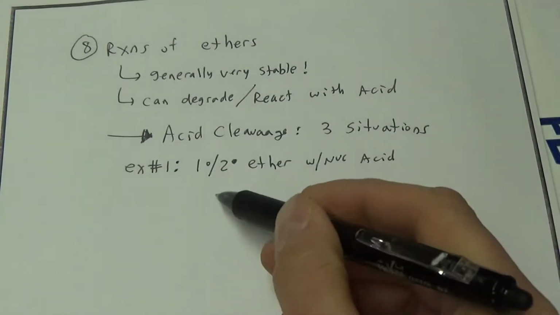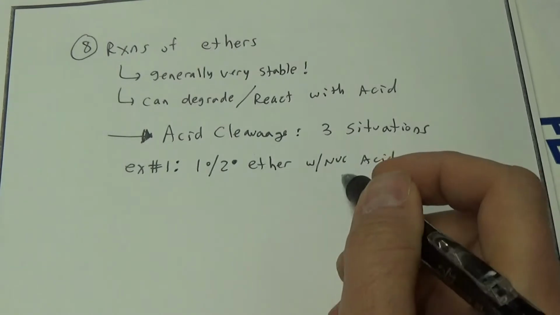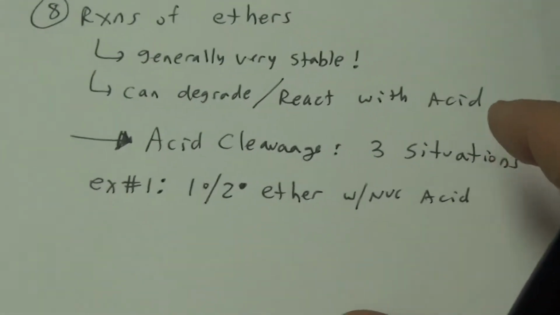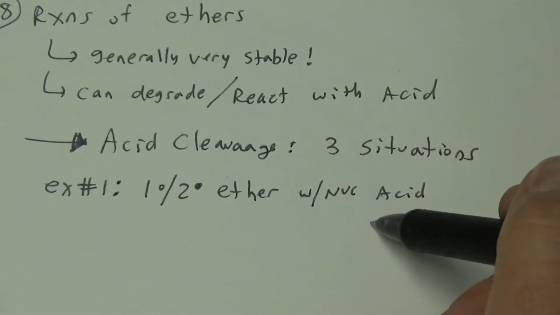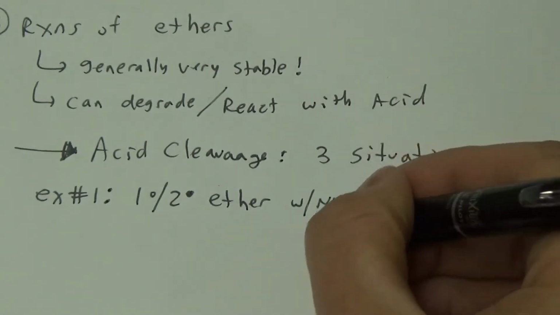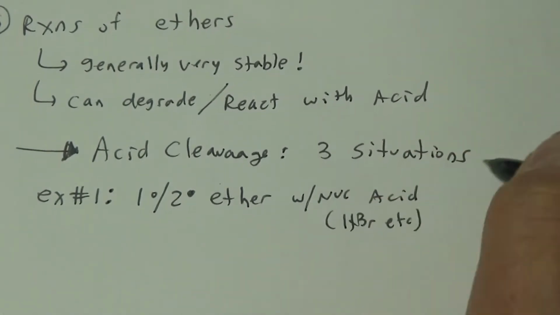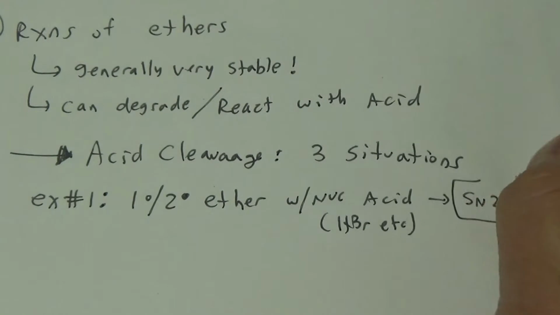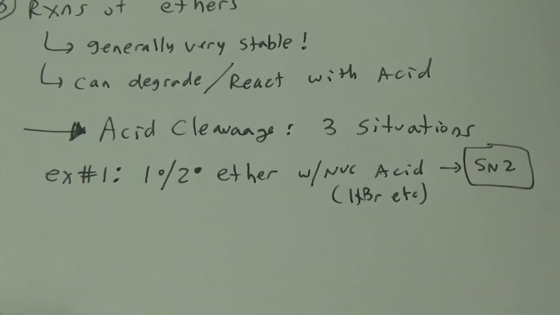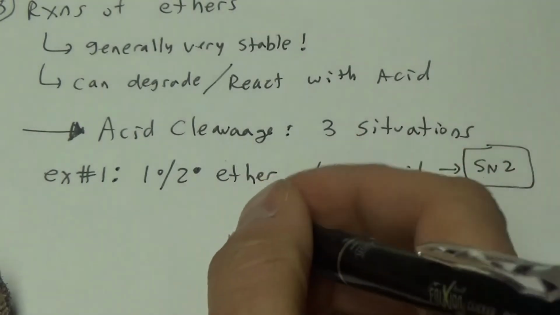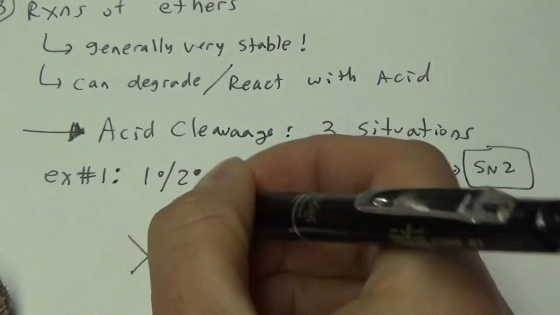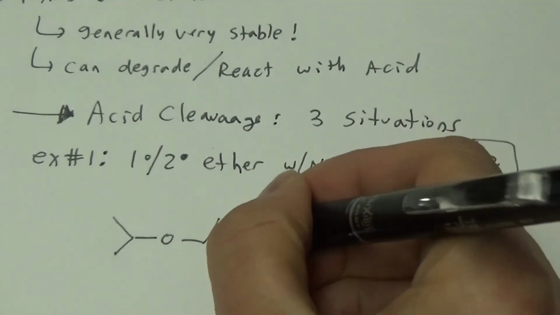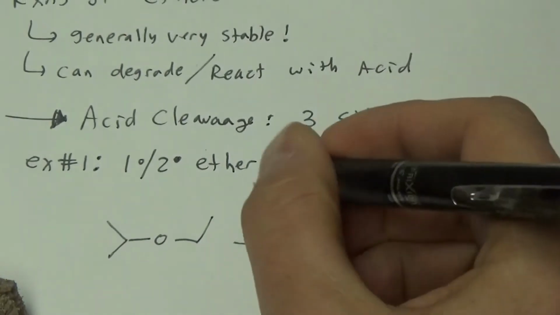Okay, so what I mean by this, I mean a primary on one side, a secondary on the other, and I react with a nucleophilic acid. What's a nucleophilic acid? It's an acid with a nucleophilic conjugate base, like HBr, etc. This is going to be an SN2 cleavage. So it's going to be an SN2 style cleavage reaction. Let's just show an example of this. Isopropyl on one side, ethyl on the other, reacting with HBr.